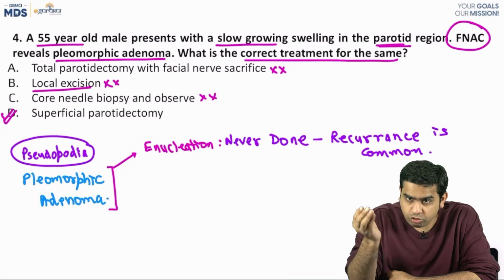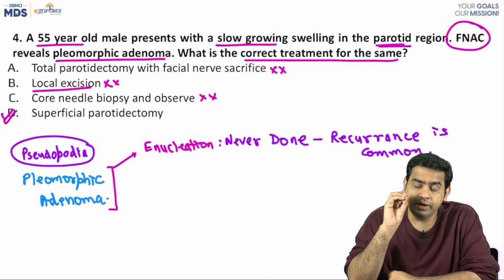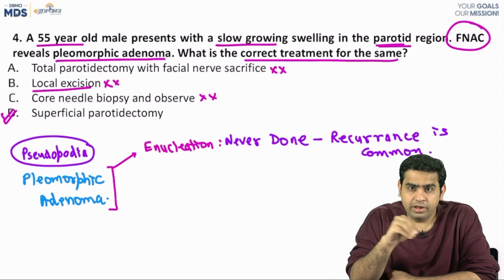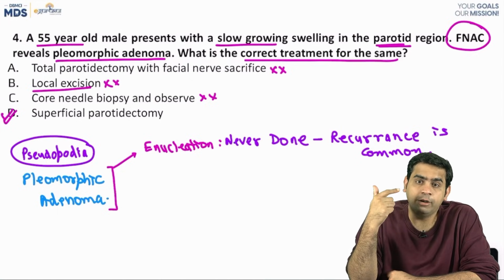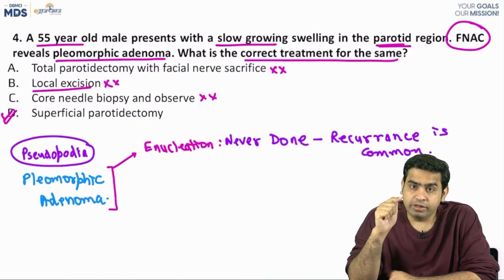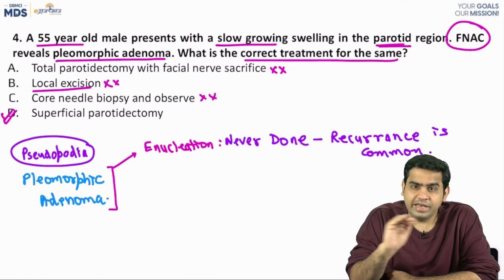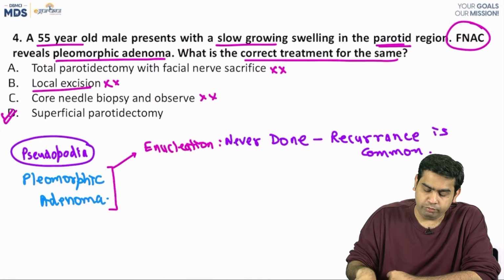So if you just try to go for the enucleation, what is going to happen? Multiple residual tumors will be left behind and there will be multicentric and multifocal recurrence. Okay, so in this scenario, there's going to be multicentric and multifocal recurrence after enucleation. So it is never done for pleomorphic adenoma.